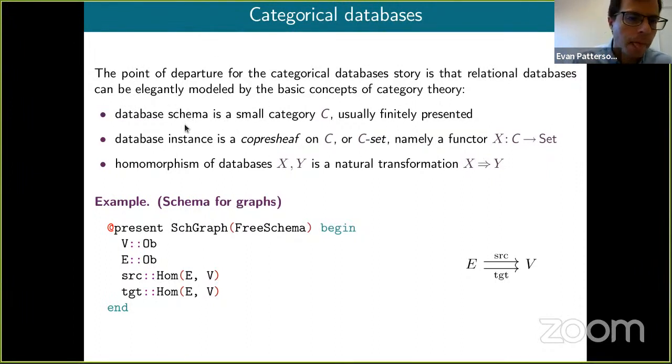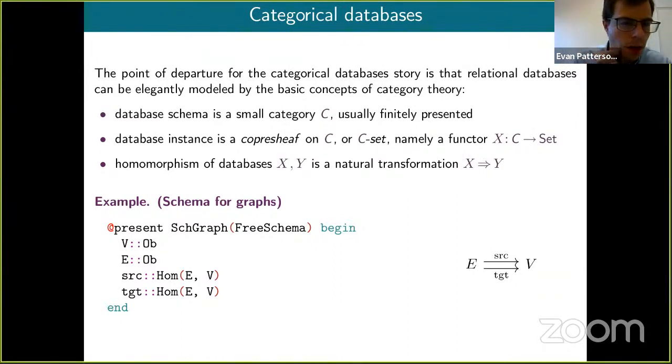So according to this dictionary, a database schema is just a small category C. Usually this would be given by finitely presenting this category, introducing some objects which represent tables or entities, and some morphisms which represent foreign keys between tables or columns. And having defined your schema, you can look at a database instance, which is a copresheaf on C, or a C-set, which is just a set-valued functor on C. And then finally, a homomorphism between database instances is a natural transformation.